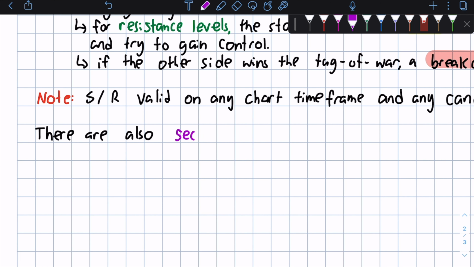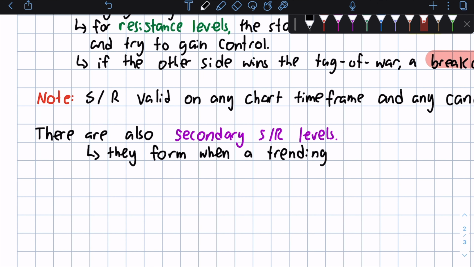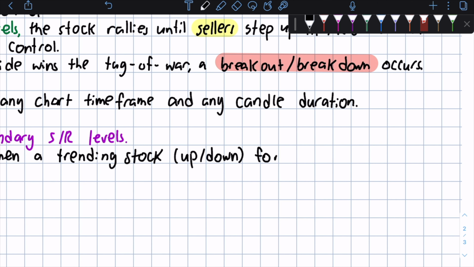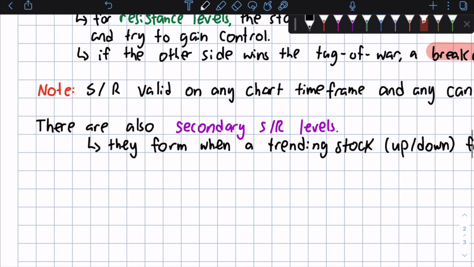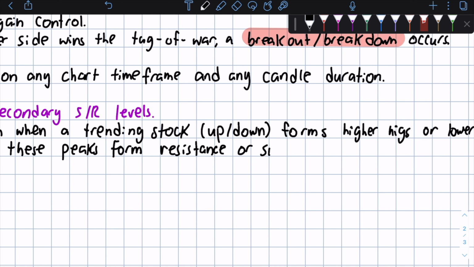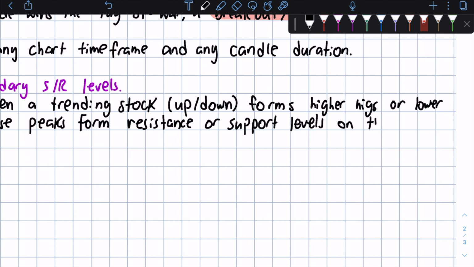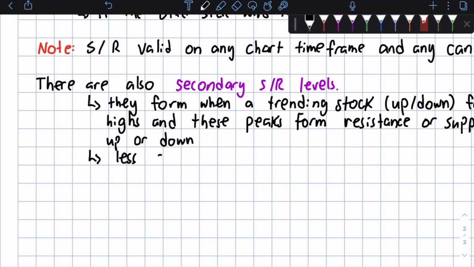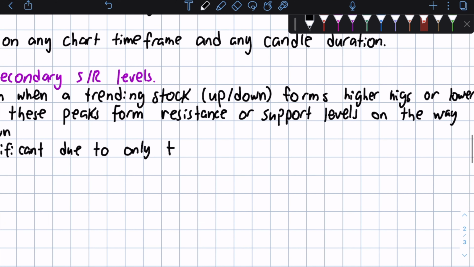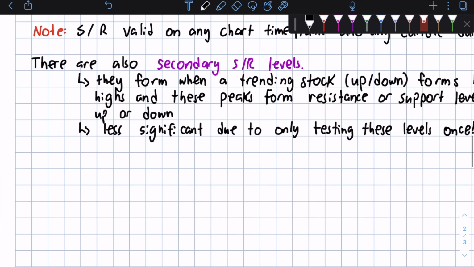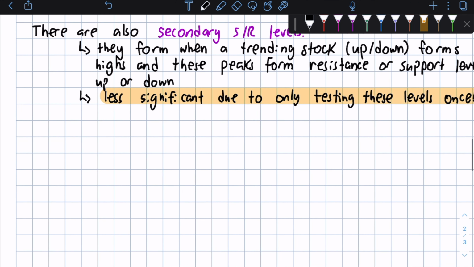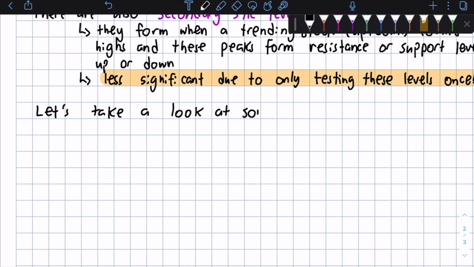There's also secondary support and resistance levels, and they form when a trending stock, up or down, forms higher highs or lower highs, and these peaks form resistance or support levels on the way up or down the chart. These are less significant due to them only testing one level. So now let's take a look at some examples.